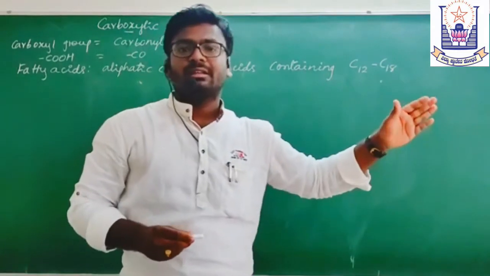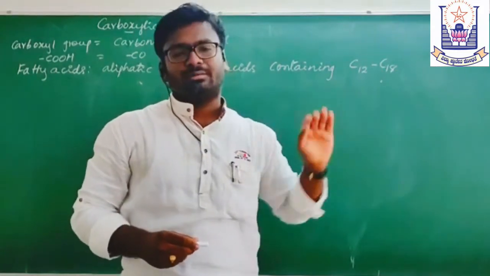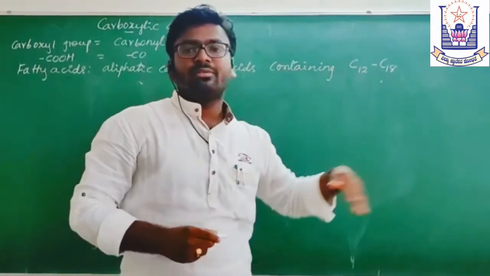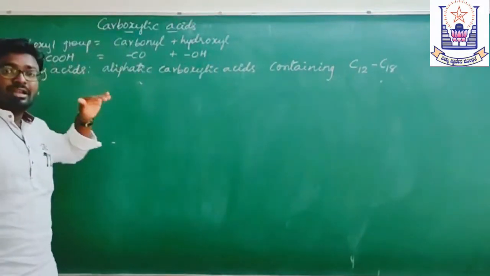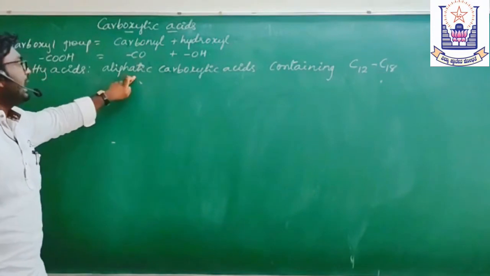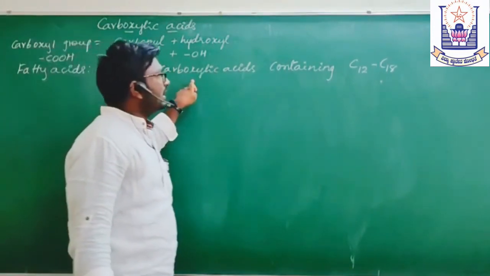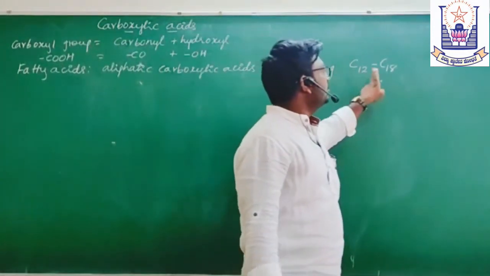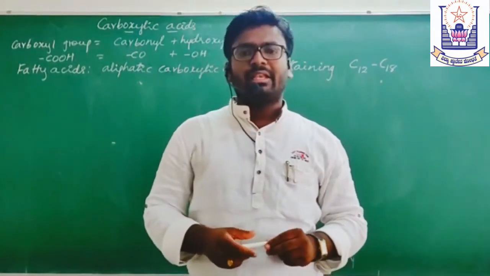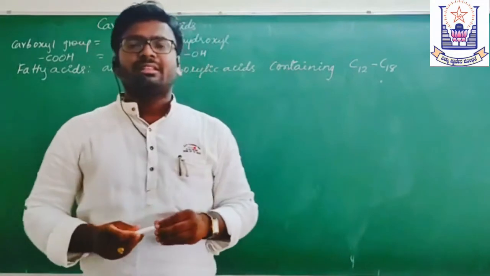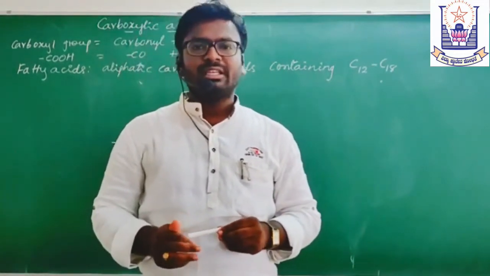C12 means the number of carbons is 12, C18 means the number of carbons is 18. What are fatty acids? These are higher members of the aliphatic carboxylic acids containing 12 to 18 carbon atoms. This is just the introduction about the carboxylic acids.